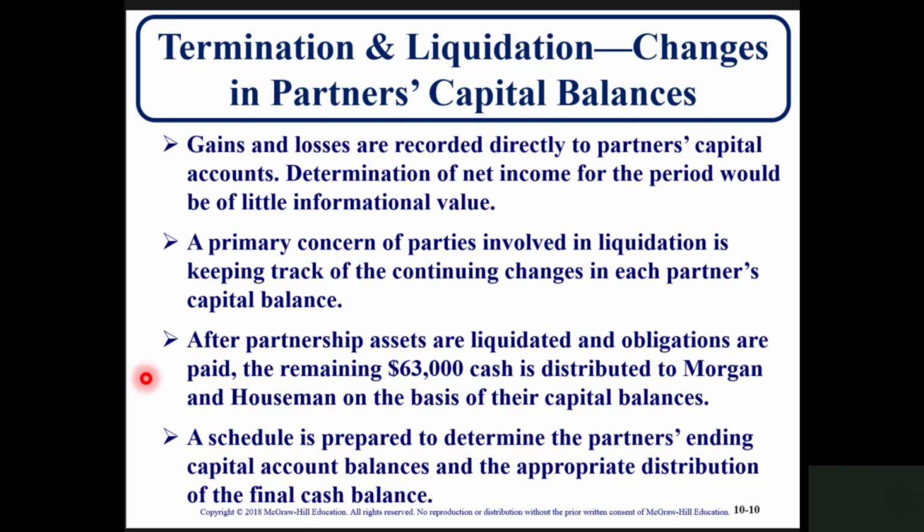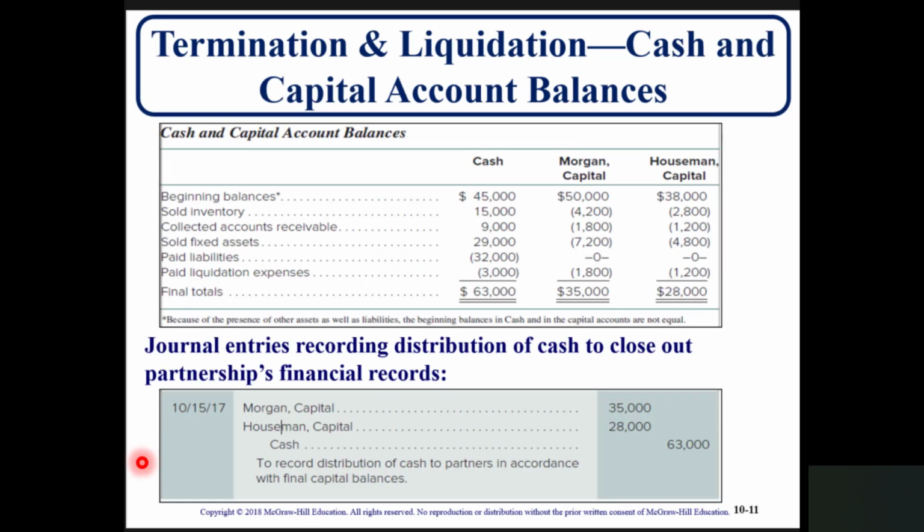After partnership assets are liquidated and obligations are paid, the remaining $63,000 cash is distributed to Morgan and Houseman on the basis of their capital balances, which is 60-40. A schedule is prepared to determine the partners' ending capital account balances and the appropriate distribution of the final cash balance. So here we have the schedule.